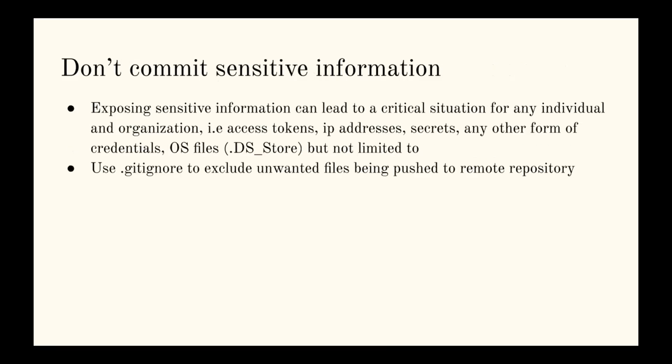The next one would be, we should not commit sensitive information, because exposing sensitive information can really lead to a bad situation for an individual or even for a company. And sensitive information consists of things such as access tokens, IP addresses, secrets, or any other form of credentials, even files from the operating system, which could have information which can compromise your security. This list is not limited to these, there are so many other things. We should not commit those things in the local Git repository. And also we could use gitignore to exclude those unwanted files from being pushed into the remote repository. It's really good practice to follow.